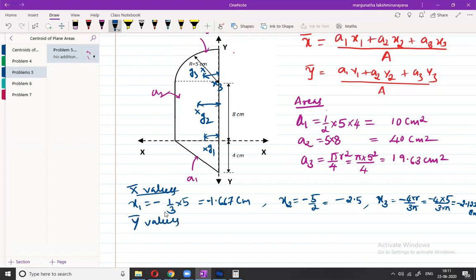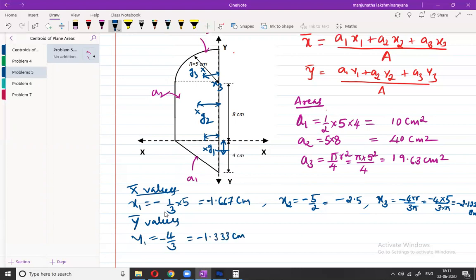So here G1 lies below the x-axis, I mean on the negative side of the y-axis, so it will be negative, and it is equal to 1/3, because from the base this acts like a base. So 1/3 of 4, right? Therefore y1 is equal to 4 by 3, and it is negative. Minus 1.333, you will get it.